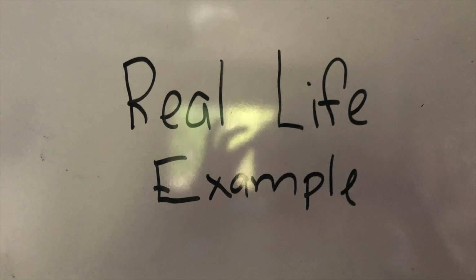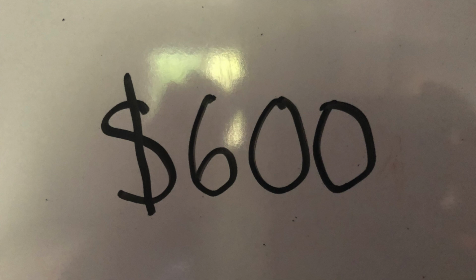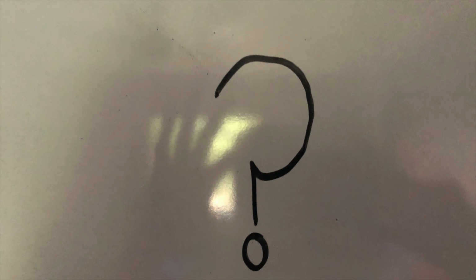So now I'm going to explain a real life example. Imagine you're selling tickets for a zoo. A ticket for a kid costs $10 and for an adult $15. In total, you sell 50 tickets and made a profit of $600. Now the question is, how many adult tickets and how many kids tickets were sold?